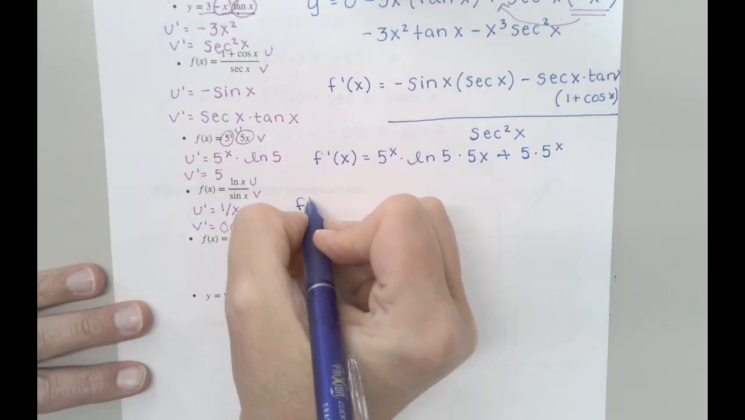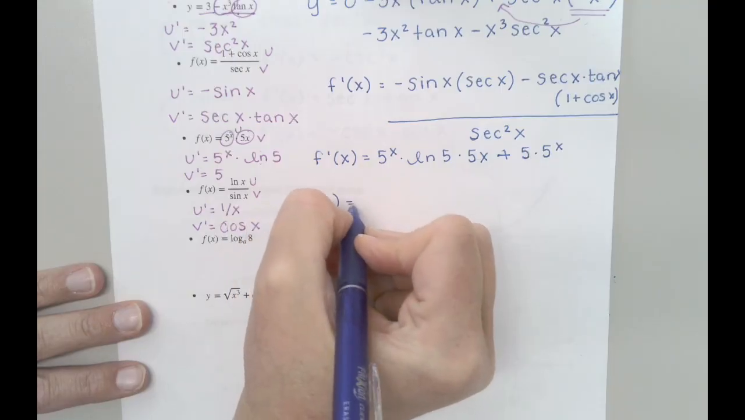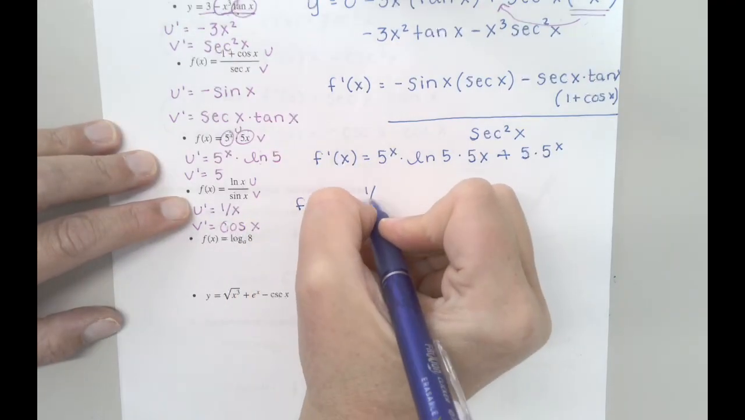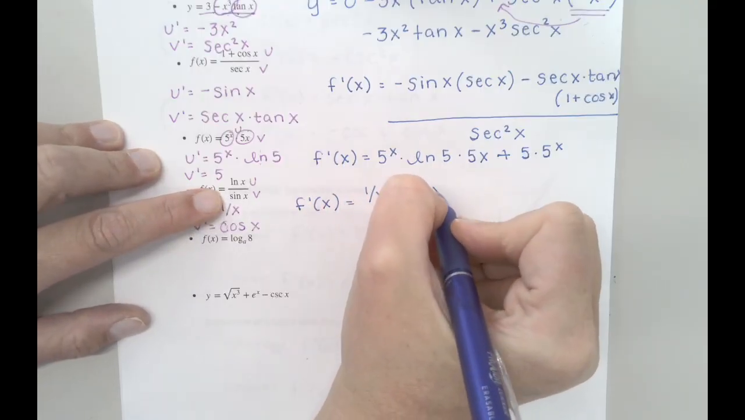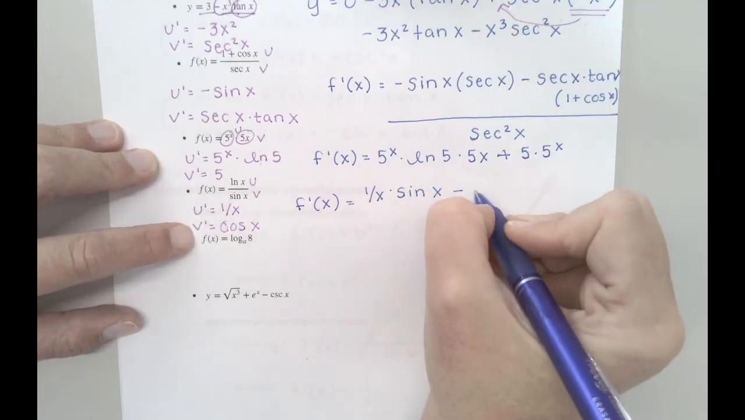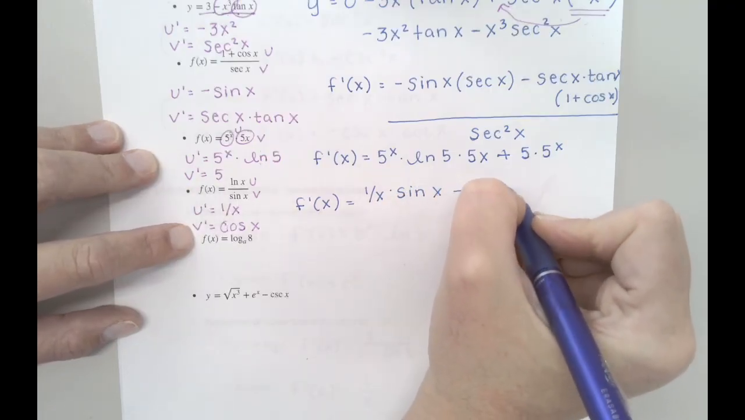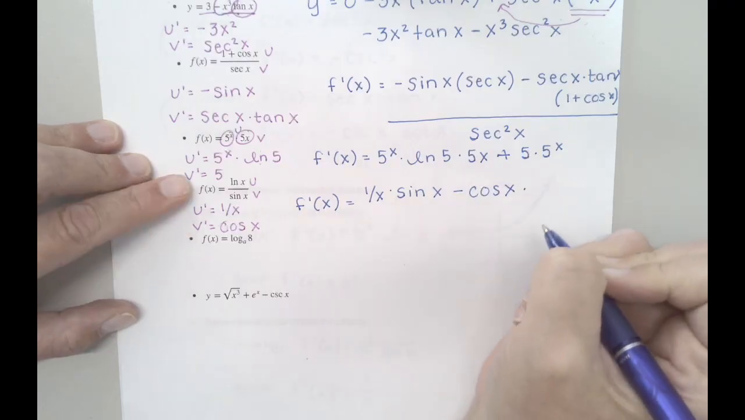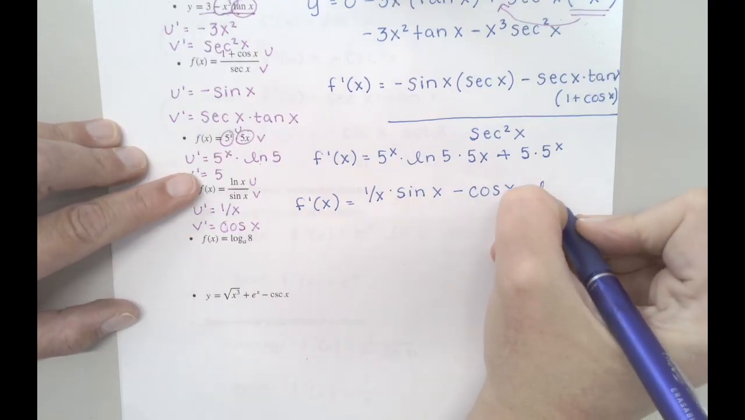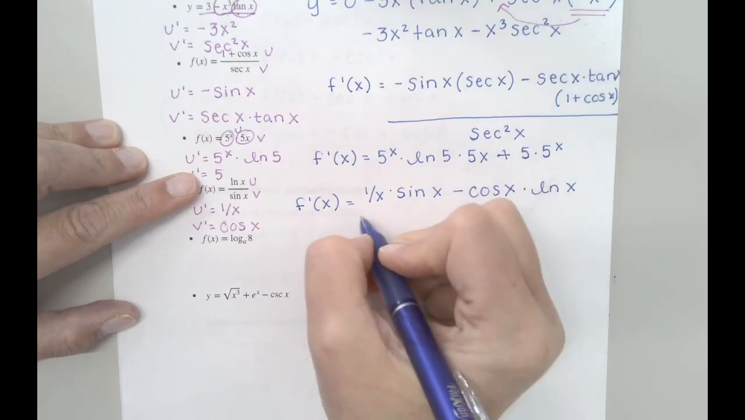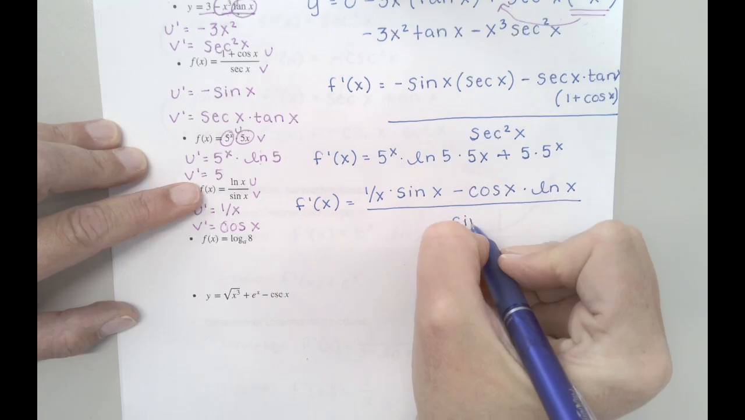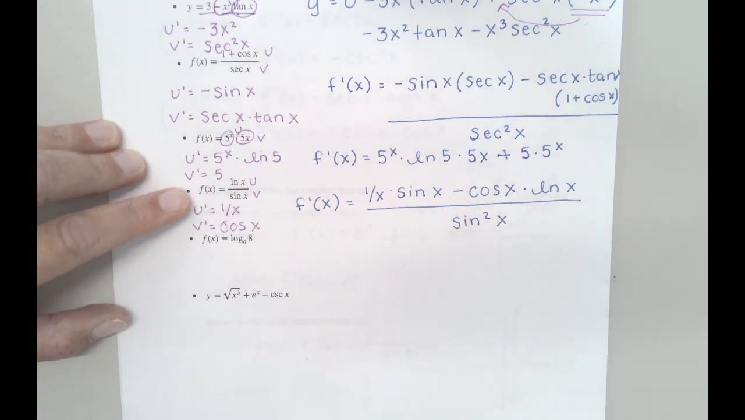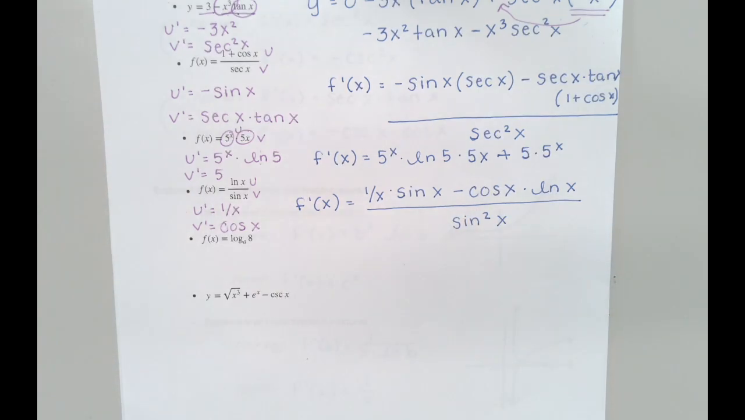And so we're going to go u prime times v, which is sine, minus v prime times u, which is natural log of x, all over bottom there would be sine squared of x. And again, it's ugly, but it's right. That's the correct answer.